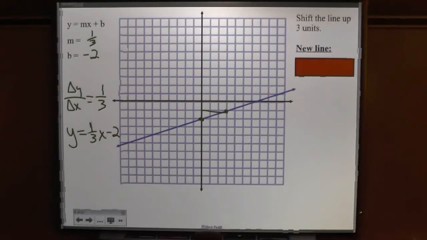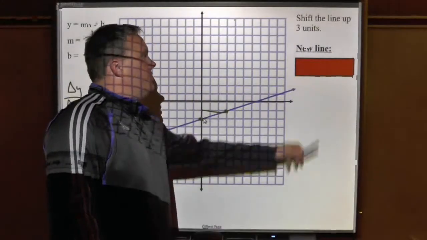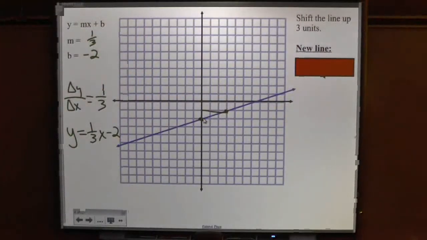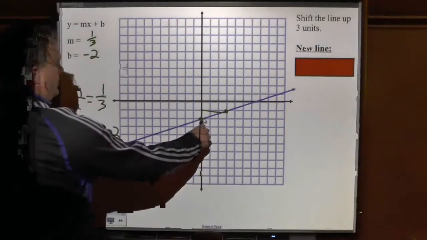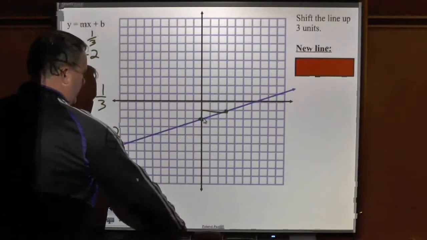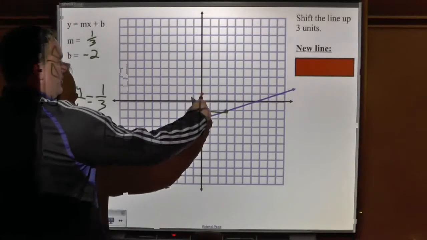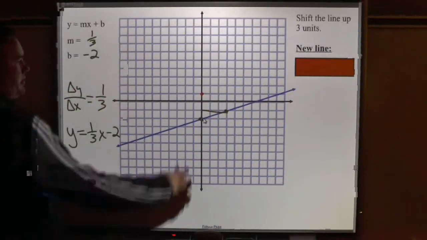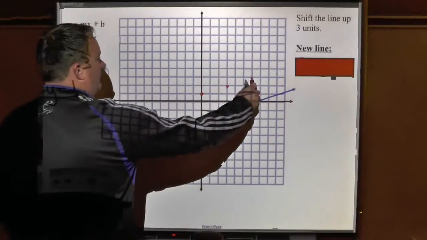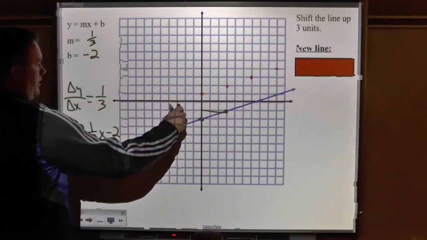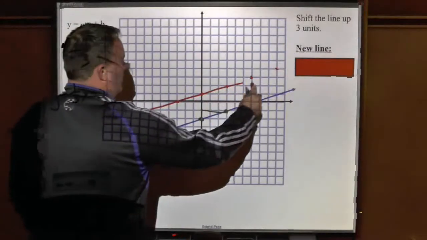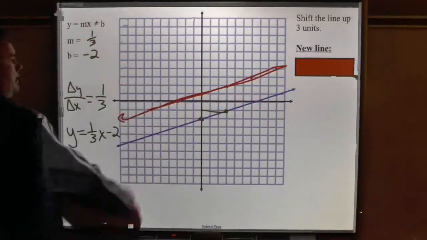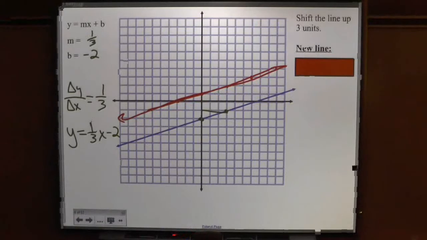Now, as you look at this, what the question wants you to do is shift this line up 3 units. So again, we're talking about shifting. If we shift it, all it does is affect the y-intercept. So essentially what you're going to do is start here, move up 1, 2, 3 units. Still the same slope of 1/3, so that's up 1 to the right 3, up 1 to the right 3. Or the other way, down 1 to the left 3. And then you have the same line shifted up now 3 units.